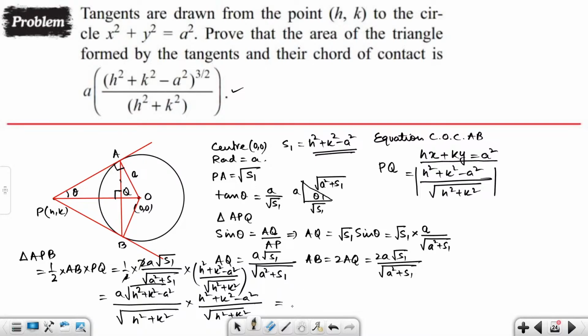So from here what we are getting? We are getting A times (H square plus K square minus A square) to the power 3 by 2 divided by H square plus K square. Am I correct or not? And that is exactly the answer we got. Is it clear? This is how we find out the area of the triangle APB.